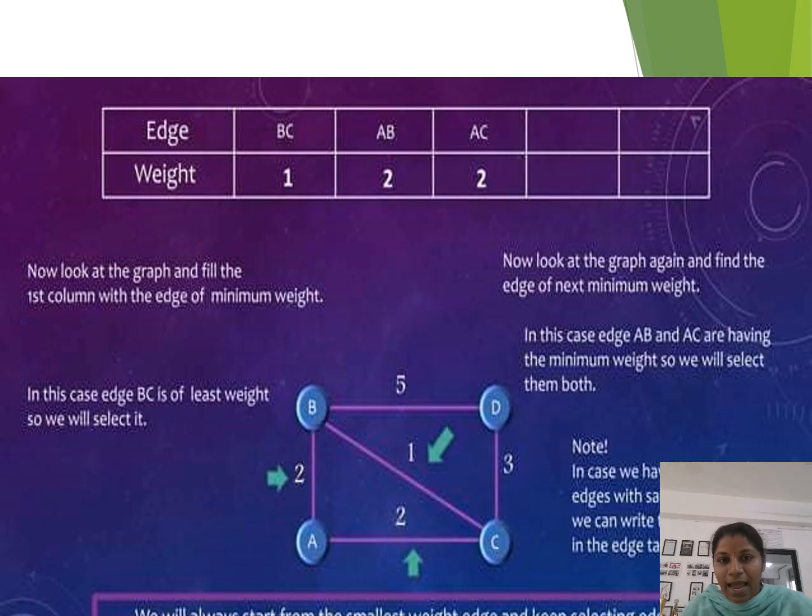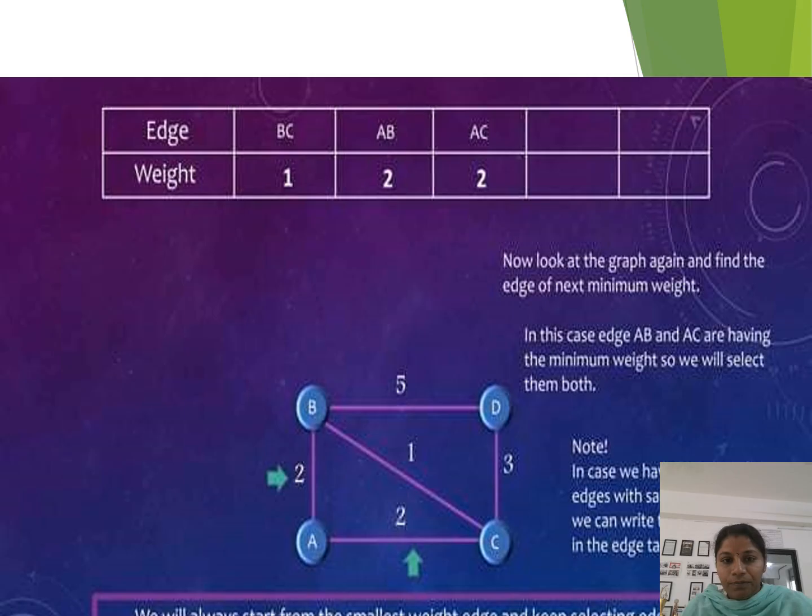Now you have to put it in the edge and weight columns. Take the edge as BC and mark it as 1 in the table. Next, we want to see the next minimum weight. First, we have taken 1, and the next minimum edge weight is 2. But you have two edges with minimum weight 2: between A and B vertices the weight is 2, and between A and C vertices the weight is 2. From these two, we have to insert them in the table: for AB you write 2 and for AC you write 2.